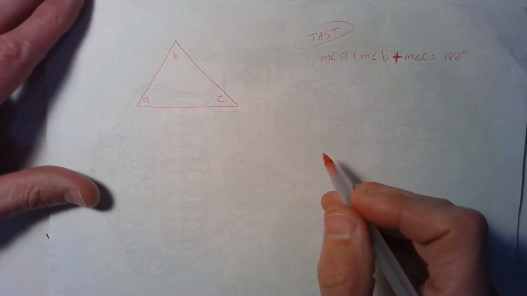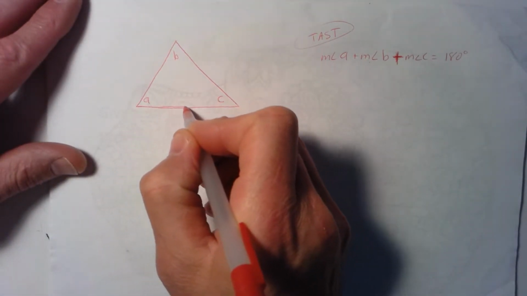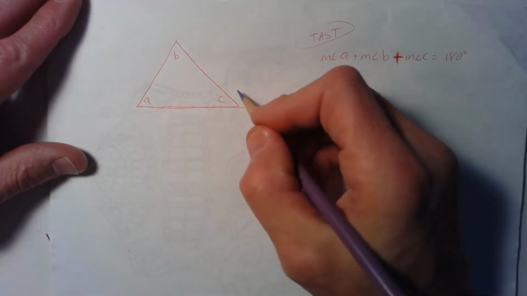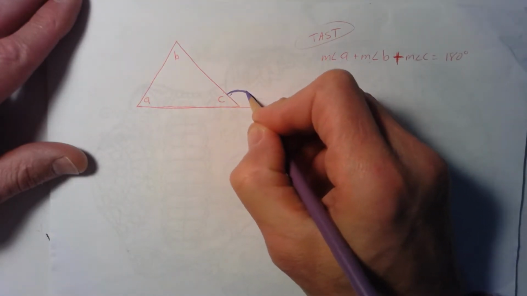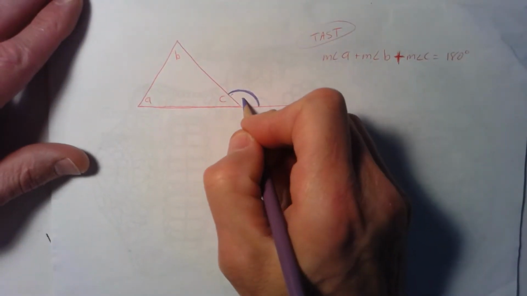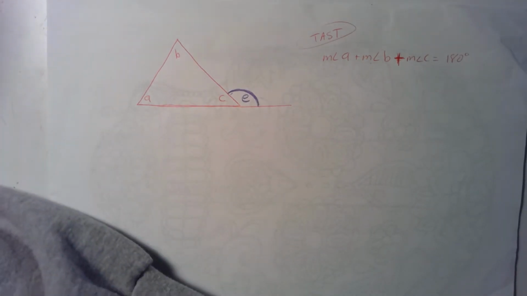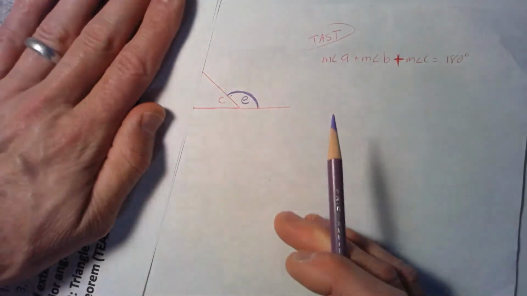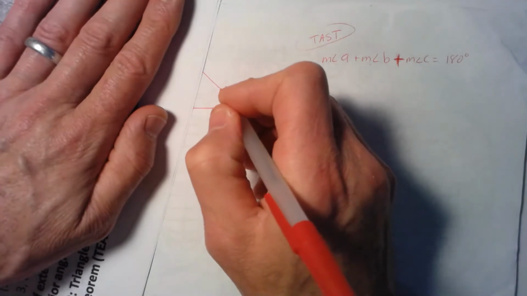So now, what I want to talk to you about is an exterior angle. An exterior angle on any side of a triangle is made by extending that side of the triangle. The exterior angle is going to be the angle that comes from the other side of the triangle to the extended side, the extended adjacent side. Then we'll call this angle E for exterior. Now, if we pretend that this part of the triangle doesn't exist, and we just look at this, what do we know about angle E and angle C?